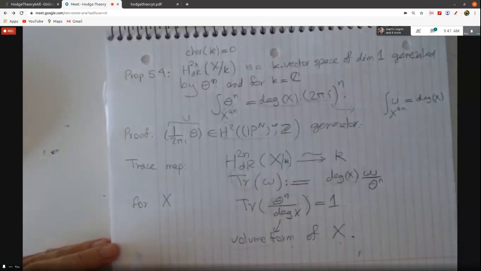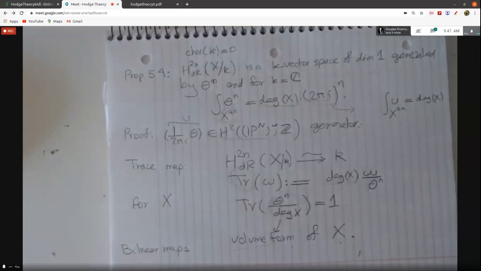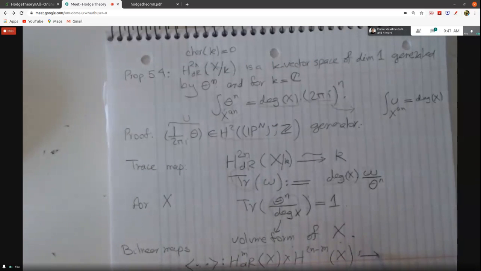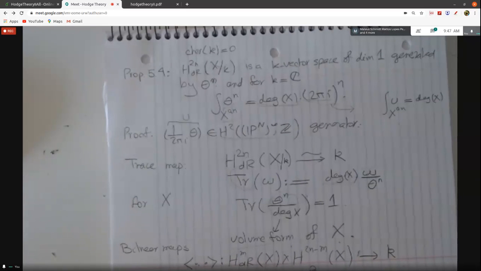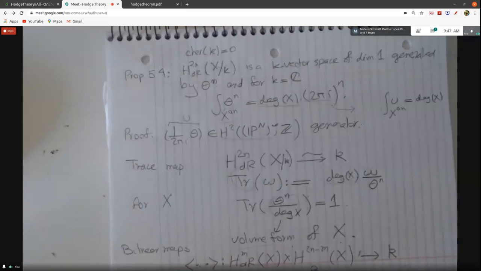Well, the bilinear maps. I will need these bilinear maps, H^m(X) times H^{2n-m}(X) going to the field K. What is this? If you take alpha and beta here, first you make alpha cup beta. You will go to the top cohomology, which is of dimension 1, and then you just take this trace map.